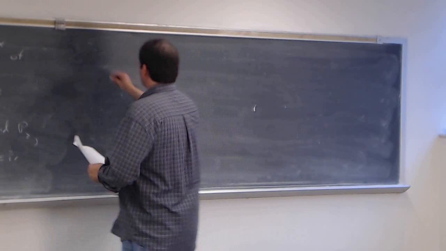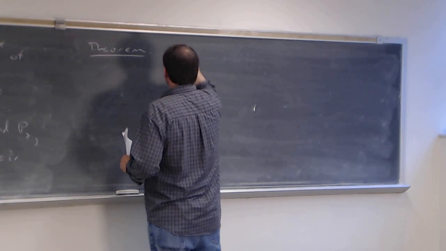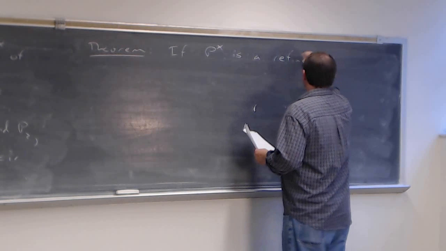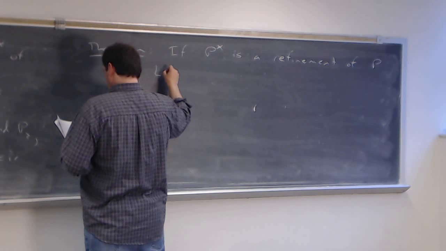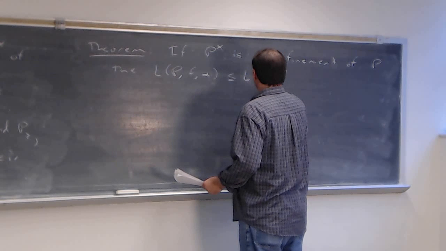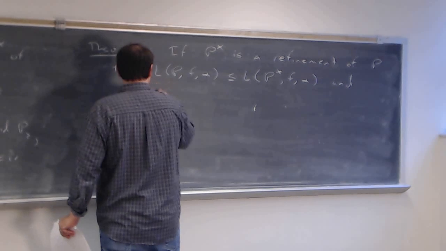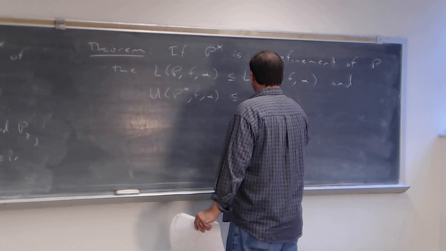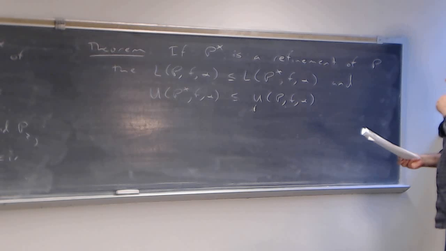Okay, it's a theorem as follows. If P star is a refinement of P, then L of P, F and alpha is less than or equal to L with the refinement partition P star, F and alpha, and it turns out that U of P star, F, alpha will be less than or equal to U of P, F, alpha. Okay.